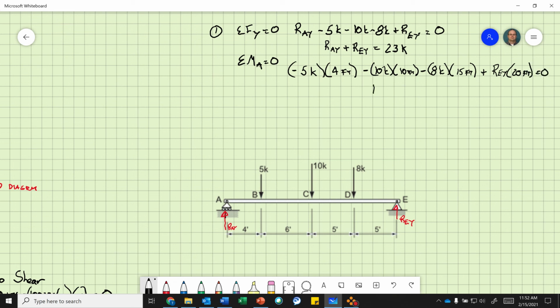So doing algebra and math, I'll do this. So we got 5 times 4 plus 10 times 10 plus 8 times 15 equals, divided by 20, I get 12 kips.